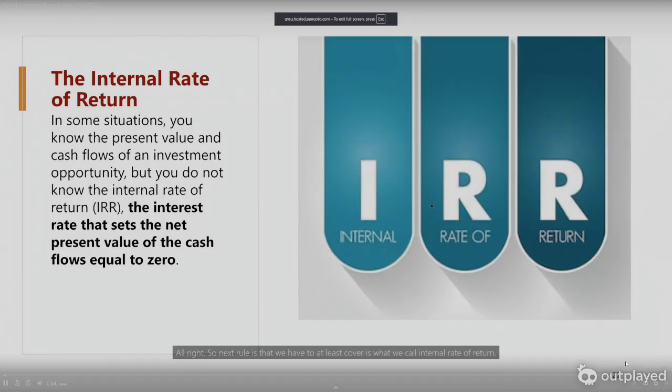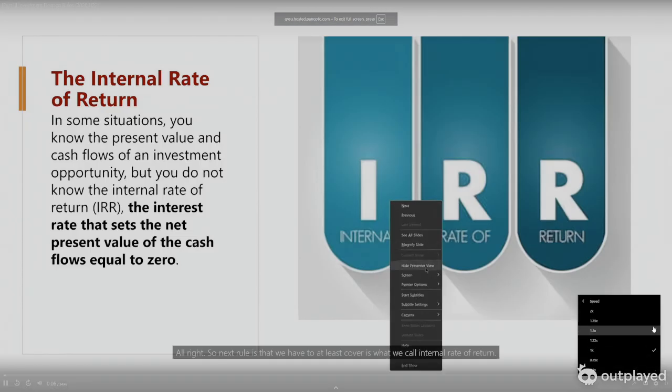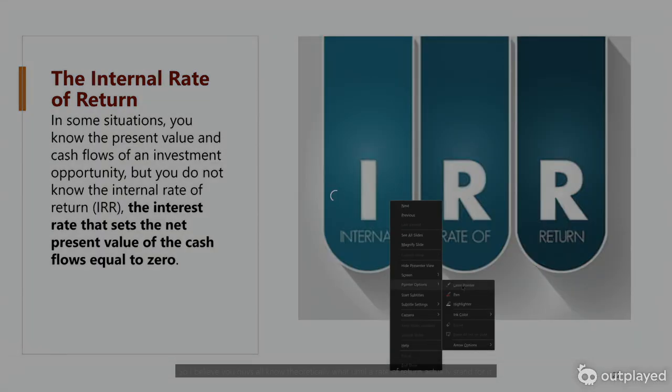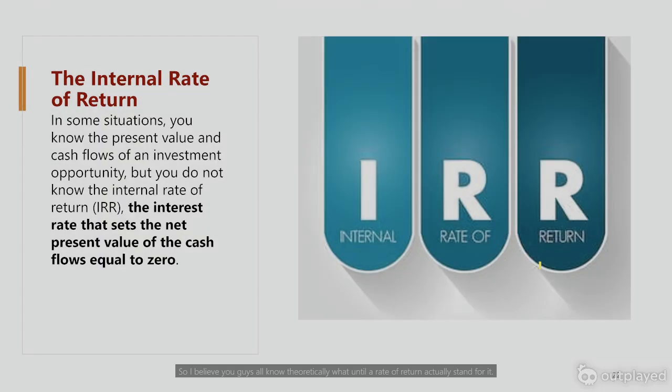All right, so the next rule that we have to cover is what we call the internal rate of return. I believe you all know theoretically what internal rate of return stands for. So IRR, in brief, is basically the interest rate that makes NPV equal to zero, right?